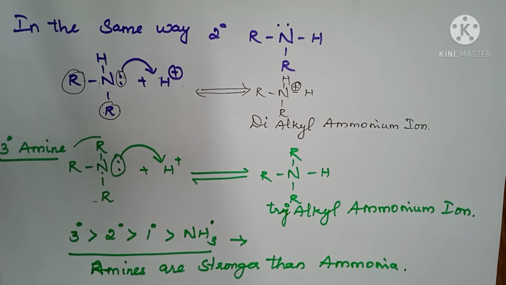Remember that. Why? Because alkyl groups have a plus I effect, which is electron releasing, pushing the electrons, ready to donate the electrons to the hydrogen atom. That is what it is. Amines are stronger. Hope you got it.